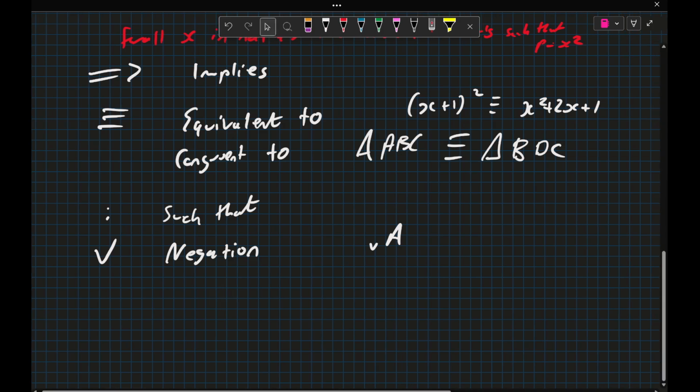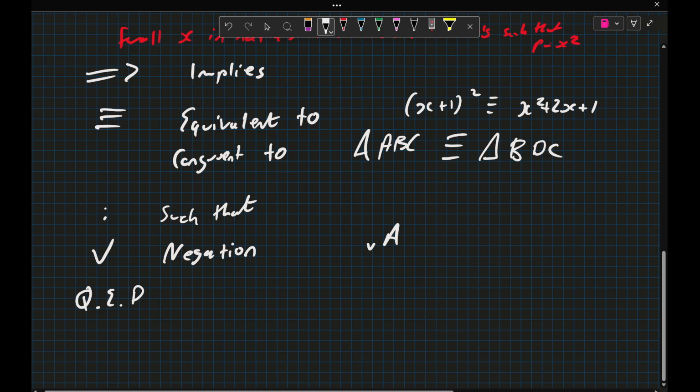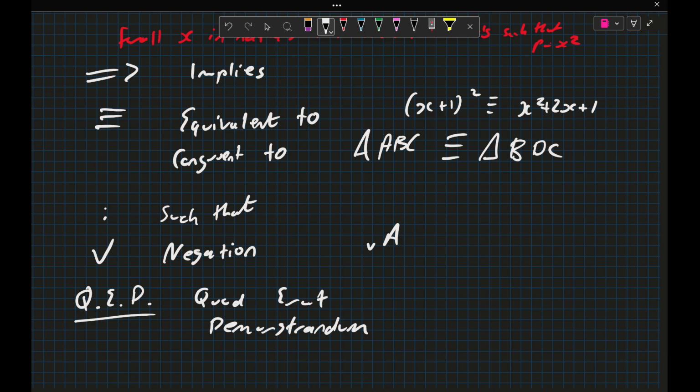Now the final one is QED. This is a very common one you'll see. QED is a Latin phrase and it stands for quod erat demonstrandum. What this means is it just shows that the proof has been complete. So this is at the end of proofs when a result has been shown to be true or to fit the initial prompt. Quod erat demonstrandum just means it has been shown, as in, there you go, the proof's over.